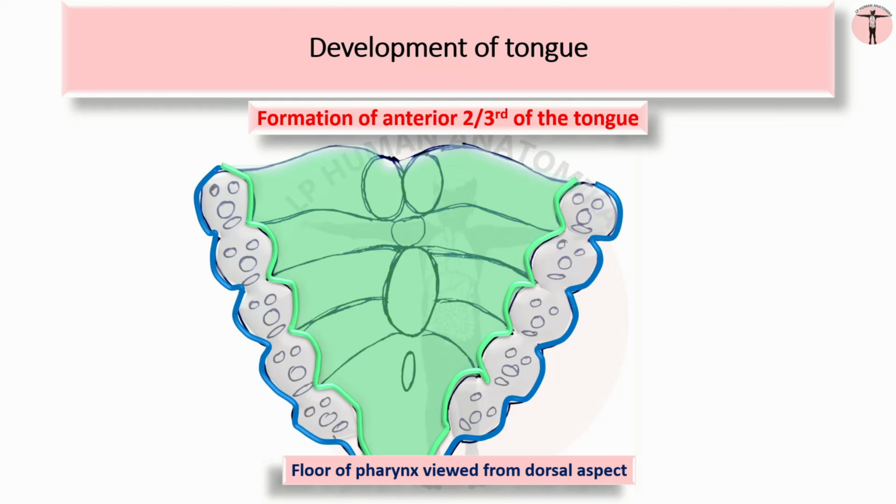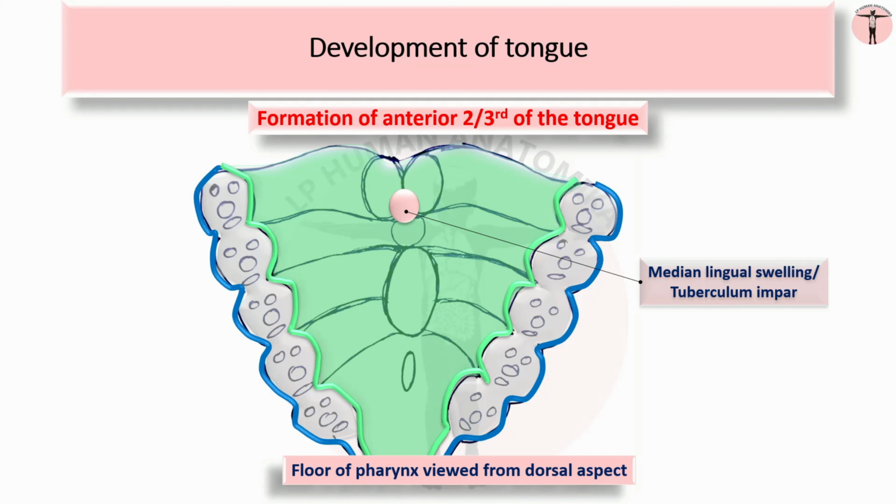By the end of the 4 weeks, a median triangular elevation appears in the floor of the primordial pharynx, just rostral to the foramen cecum, called median lingual swelling or the tuberculum impar. To know about foramen cecum, watch the video on development of the thyroid gland. Formation of the median lingual swelling is the first indication of the development of tongue.